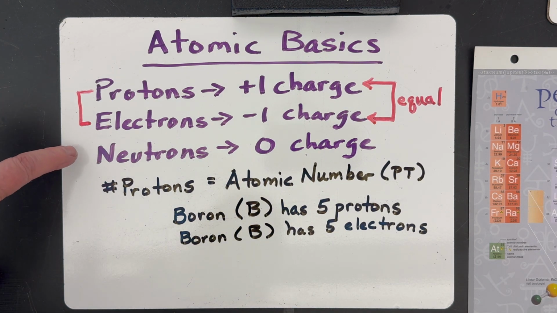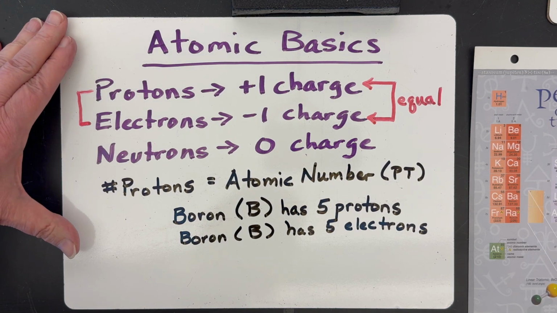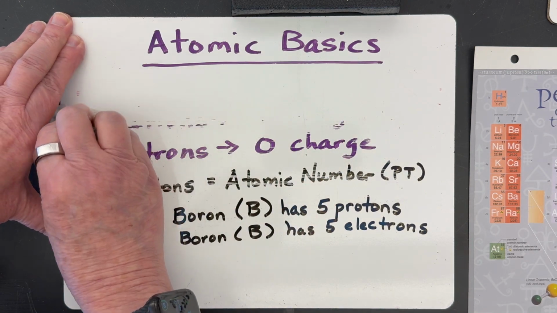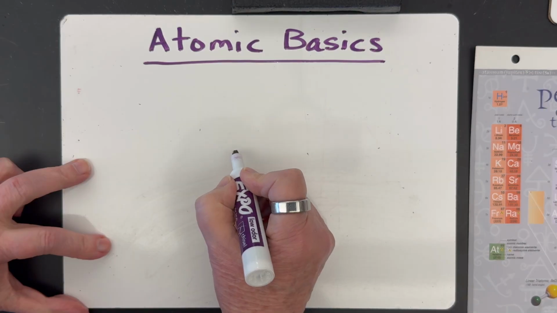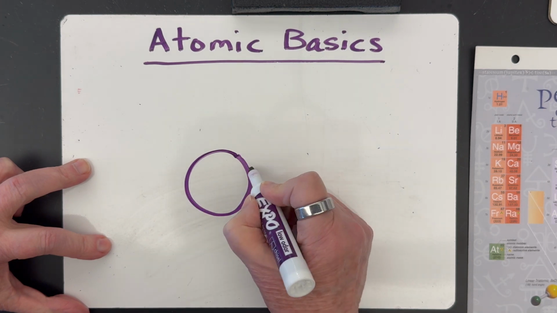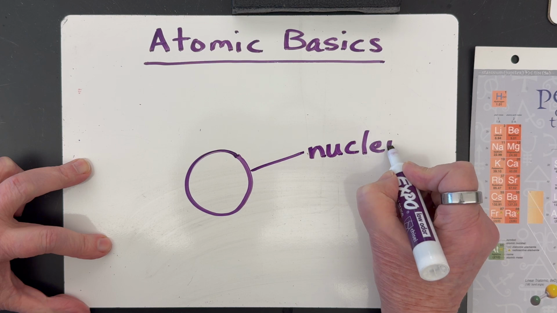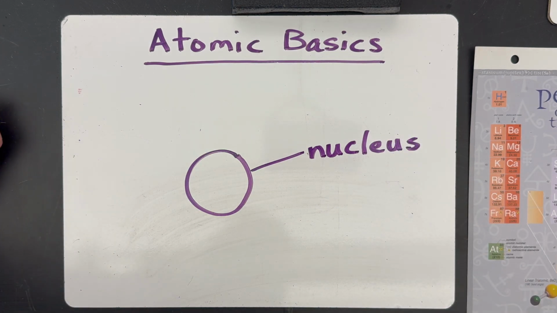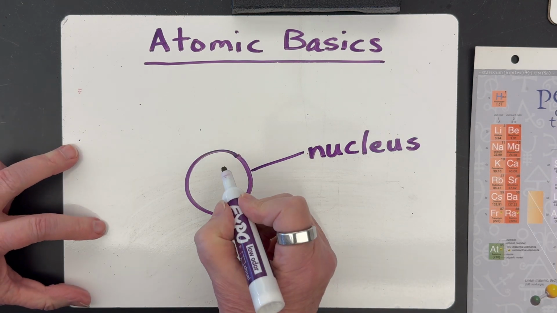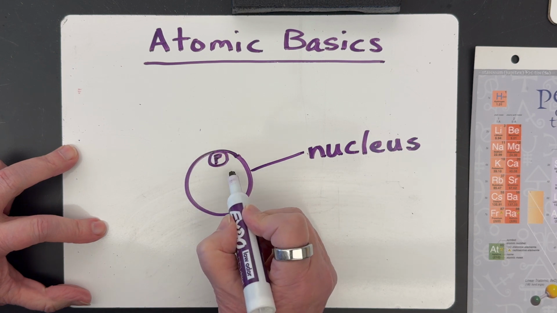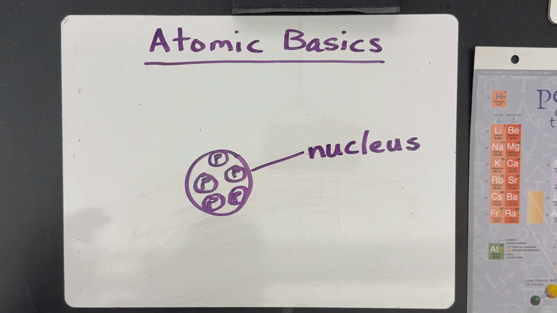That leaves us neutrons. We'll get to neutrons in a minute, but first we want to talk about where these things are in the atom. So an atom has a nucleus in the middle, and all of our protons and neutrons live in the nucleus. So if it's boron, we need 5 protons spread around in the nucleus.